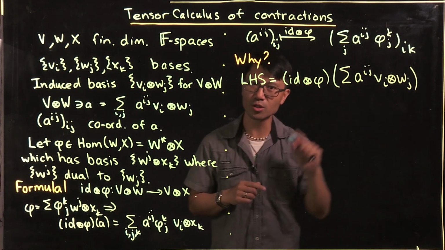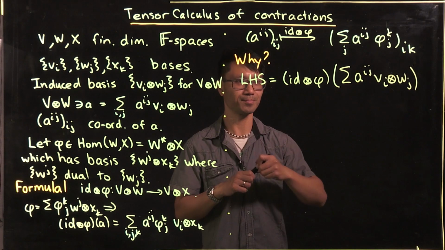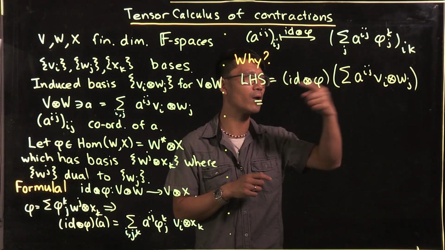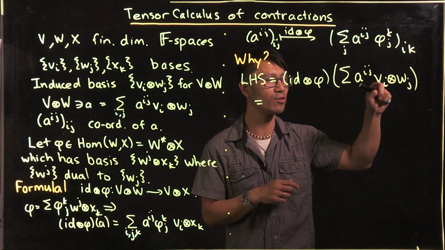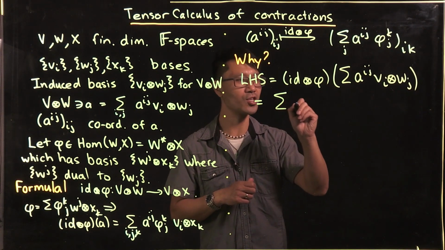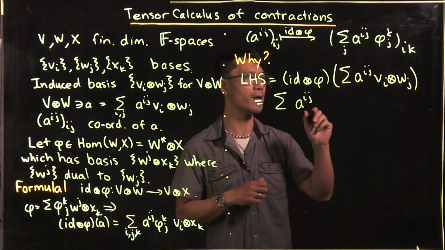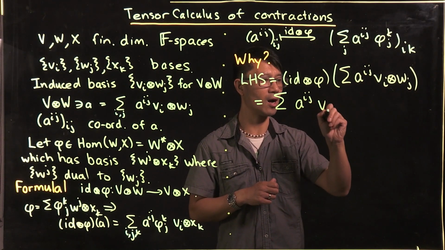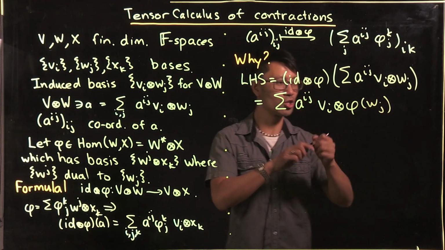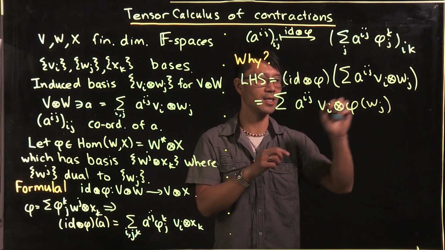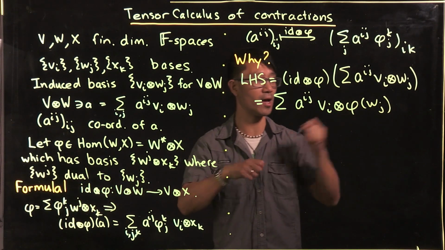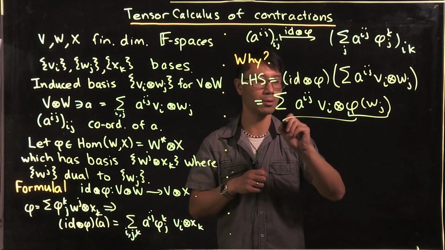So what does it mean to do identity tensor phi? By definition, this is a linear map, so you can pull out all these sums of a_ij's. You apply the identity to v_i and phi to w_j. So this is just the sum over all ij of a_ij, and then you have v_i tensor phi of w_j. So you just apply phi to w_j, and now you need to know what phi is. So far we haven't used the coordinates for phi. So let's work out what this is equal to.